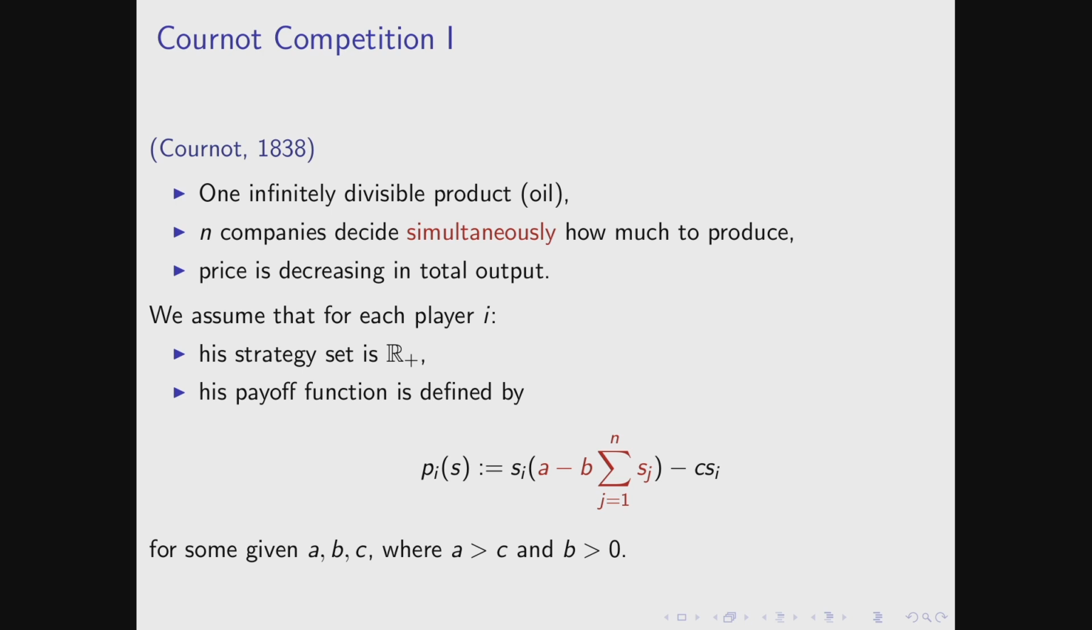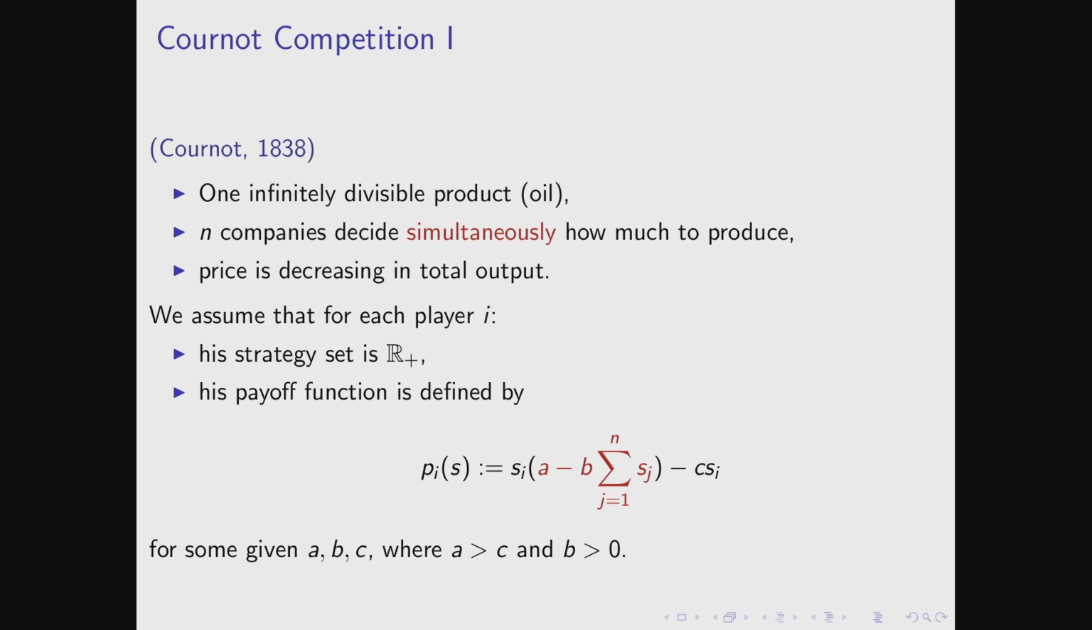And there are n companies which simultaneously decide how much to produce. So think of the OPEC consortium of the countries which produce oil. And a natural assumption is that the price decreases in the output. So the more oil produced, the lower the price, logical. So we try to formalize it using a game. So this infinitely divisible product, you decide your level of production by choosing a positive real number. It will be your production level.